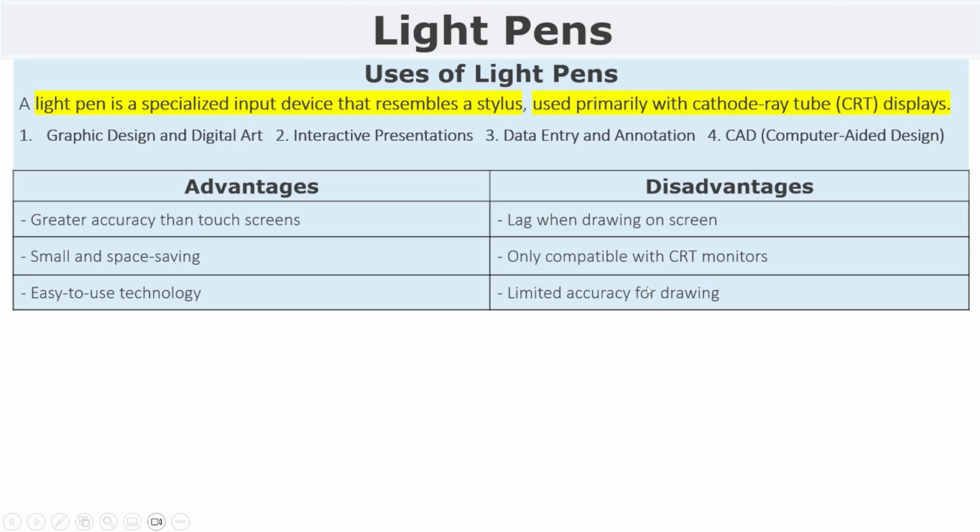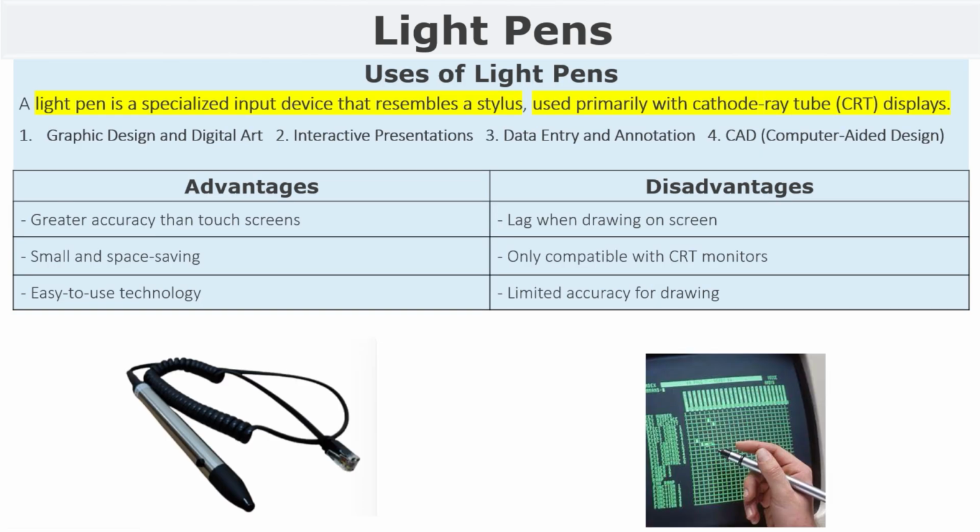Next, we have the light pen. Now, the light pen is very similar to the stylus. They are not the same thing, okay? They are mainly used on cathode ray tube systems or TVs. They are basically used for graphic design and digital art and some interactive presentations. Again, you can find it used in data entry and annotations, and finally, in computer aided design. There are a lot more uses as far as the light pen is concerned, but we will limit ourselves to these four.